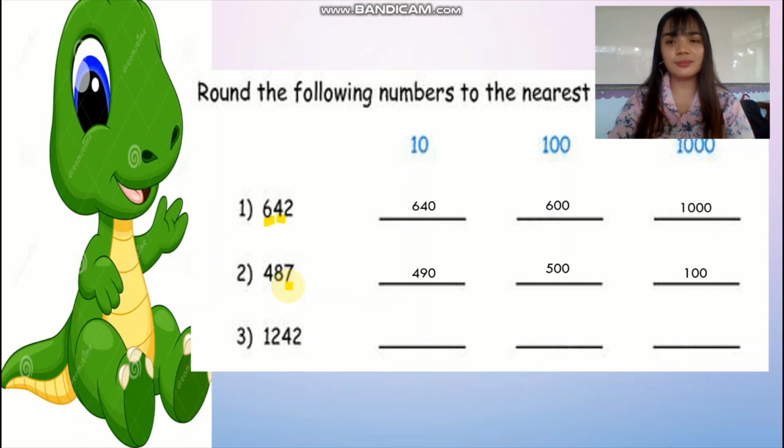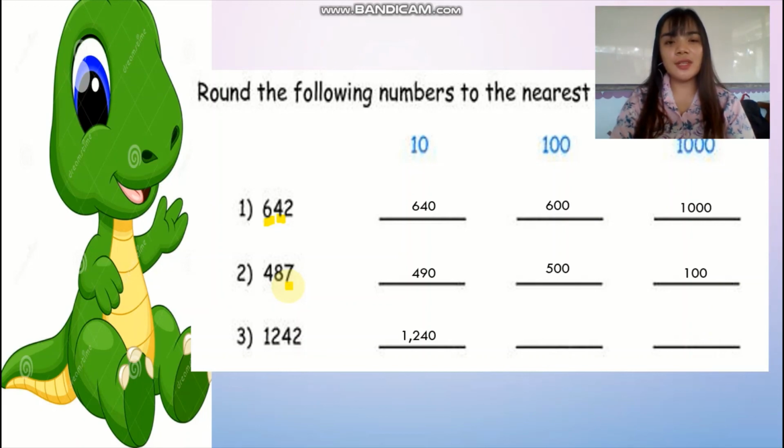Last we have 1242. Round it off to the nearest tens. So are we going back to 1240 or going to 1250? What is our answer? It is 1240.